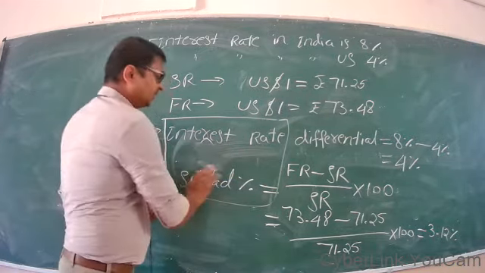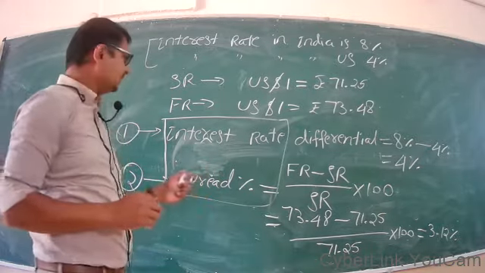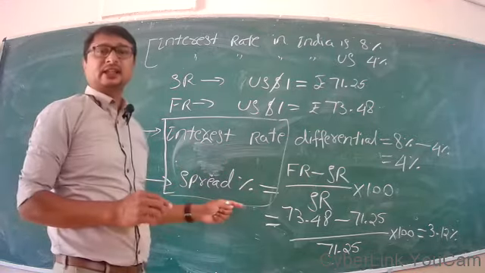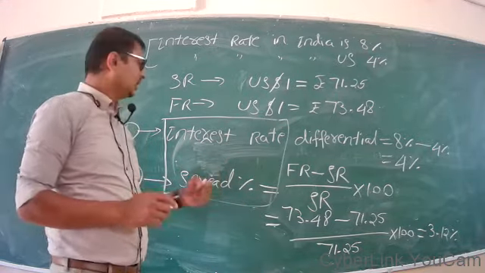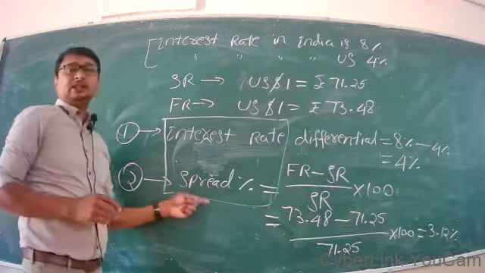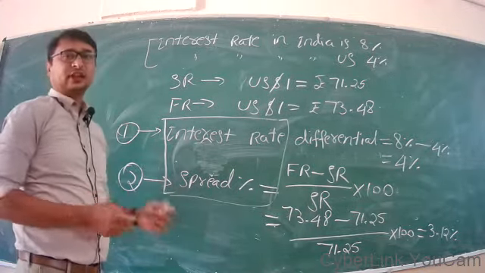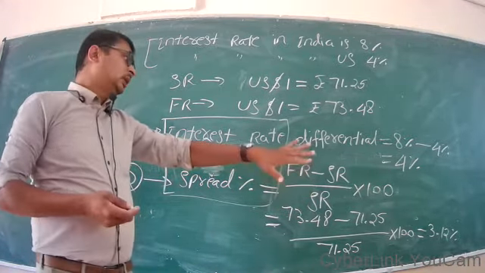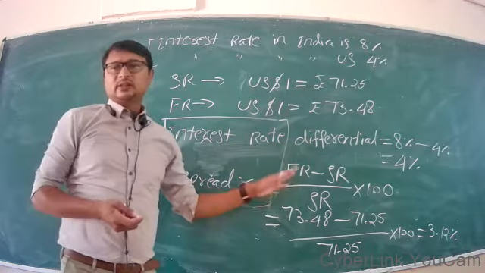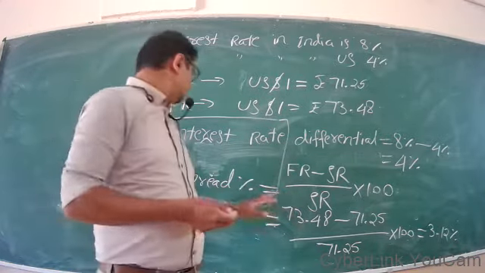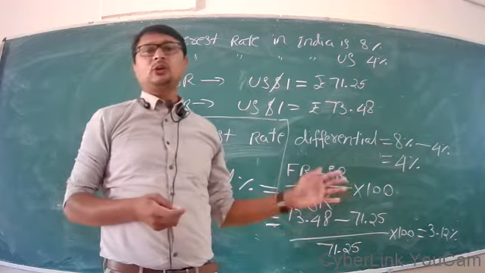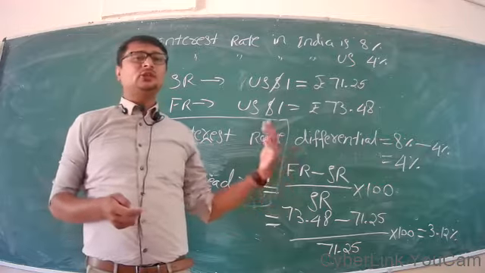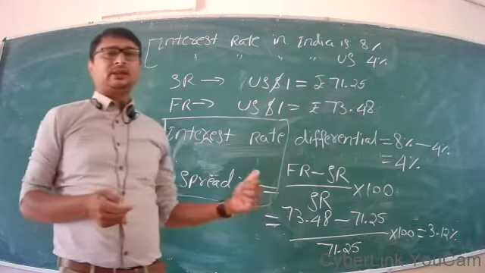This is scenario 1. Another scenario, interest rate differential may be greater than spread percentage. Another scenario is spread percentage might be greater than interest rate differential. So in the given problem, interest rate differential is 4% and the spread percentage is 3.12%. That means there is a little parity between these two. There is not much difference between these two variables.